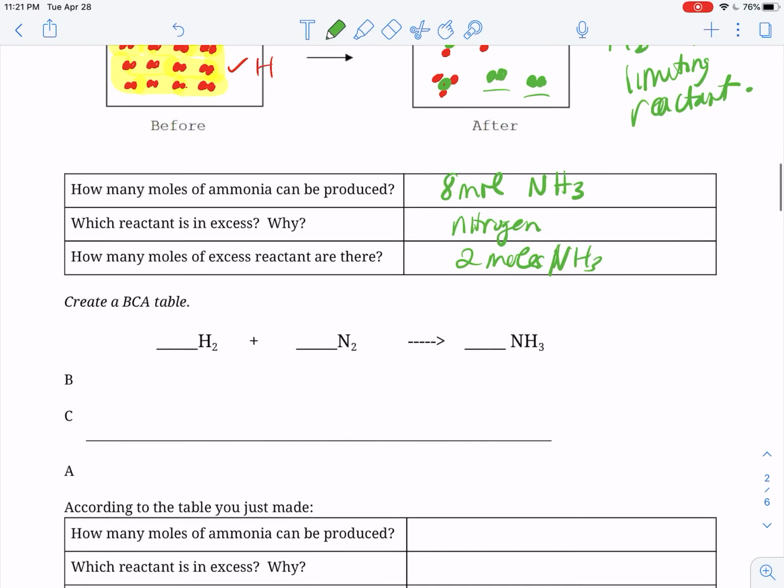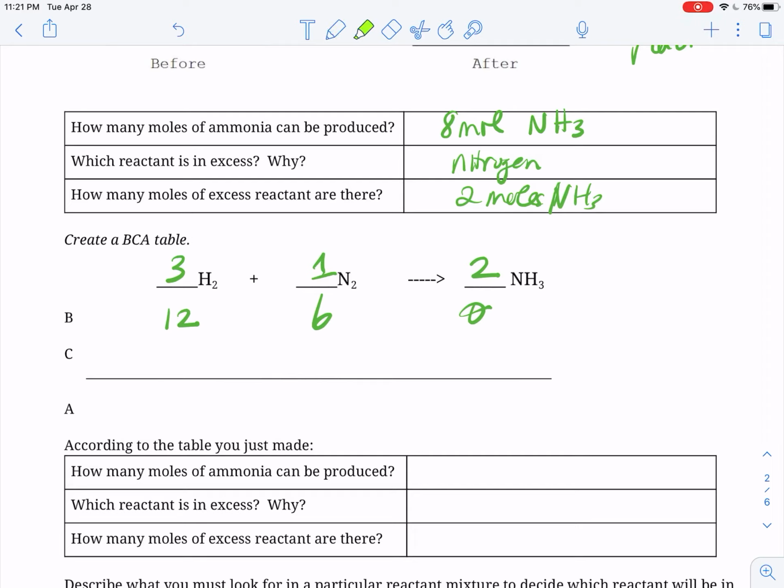All right, so then what was this? 3, 1, 2. I started with 12 hydrogens. I started with 6 nitrogens and no product. Right, so again, you can kind of maybe see what's going to happen, because I need 3 hydrogens for every nitrogen. So if I have 6 nitrogens and I need triple the amount of hydrogen, I'm going to need 18 to make it work. But I only have 12.